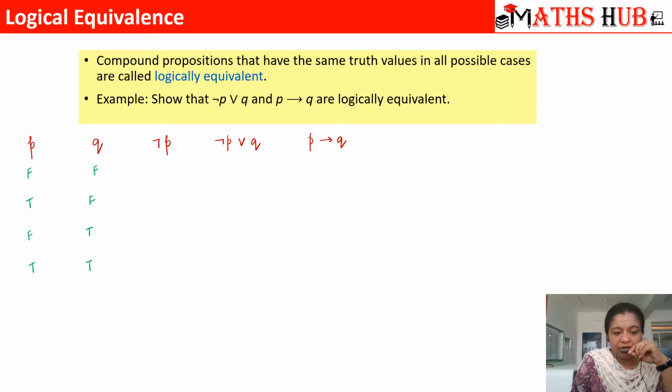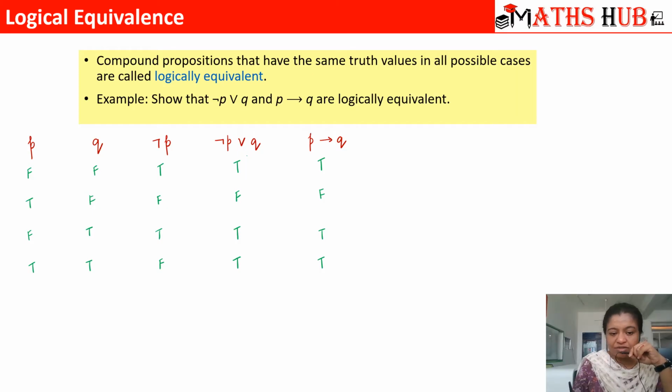So what is negation P? Whenever P is false, it is going to be true, and whenever P is true, it is going to be false, right? Now what is negation P or Q? True or false is true, right? We are going with the or operator. So false or false is going to be false. True or true is true. True or false is true. Now what is P implies Q? False implies false is true. True implies false is false. False implies true is true. True implies true is true.